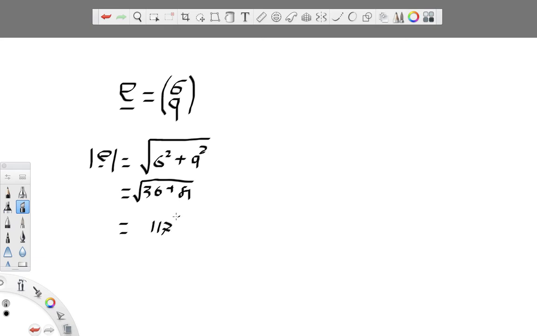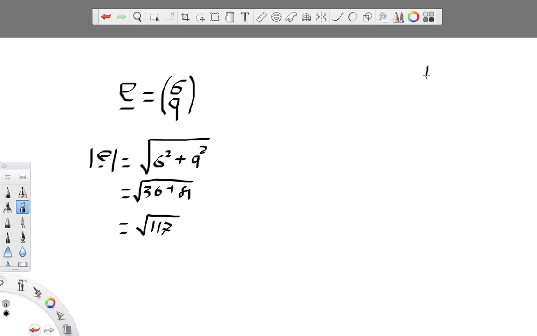Now, I don't know about you, but I don't know any square number that is 117 exactly. So, we're either going to have to leave our answer here as a surd, or we're going to have to leave our answer as a decimal. So we've got two choices here. If we want to do the answer as a surd, well, we need a square number that will go into this.